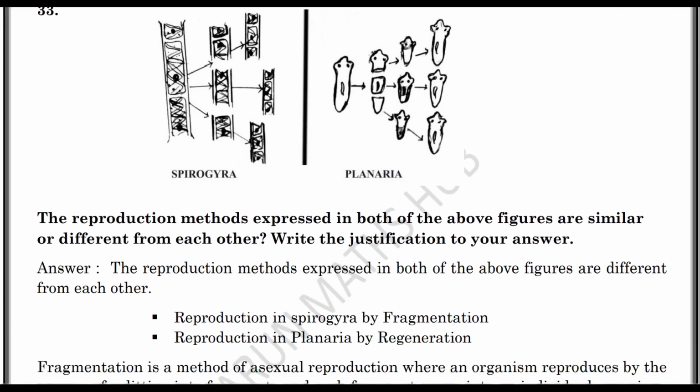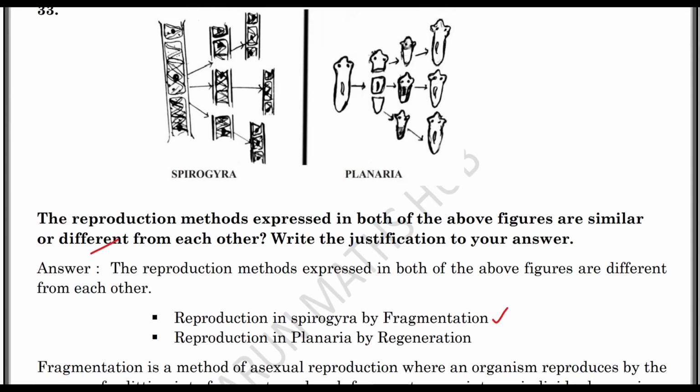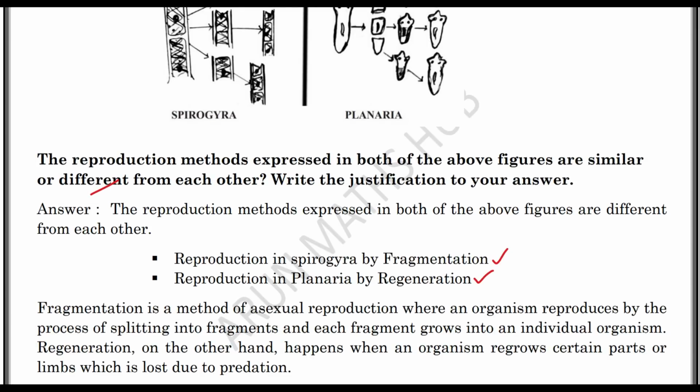There are two diagrams here. One is Spirogyra and Planaria. It shows asexual reproduction in Spirogyra and Planaria. Both reproductive methods are not similar. They are different from each other. Reproduction in Spirogyra is by fragmentation. Reproduction in Planaria is by regeneration.